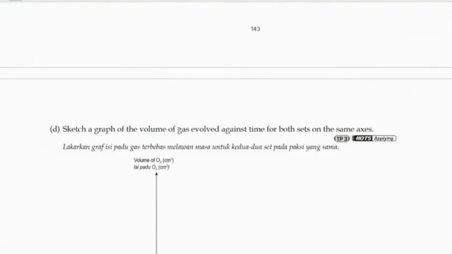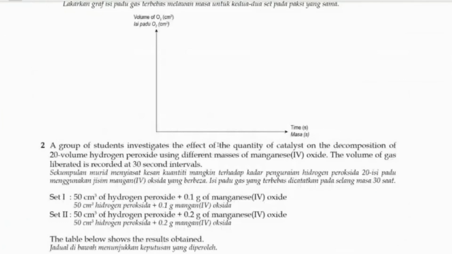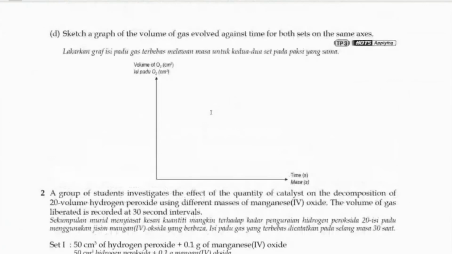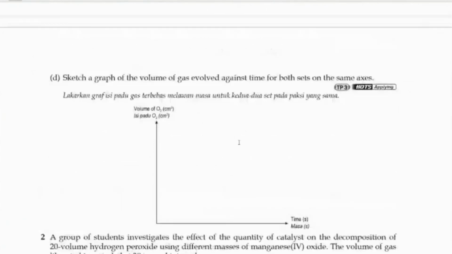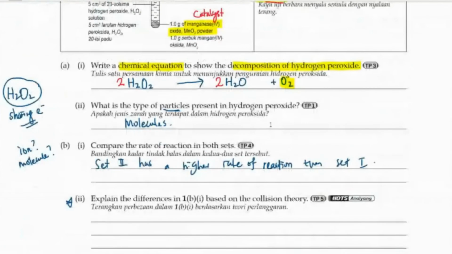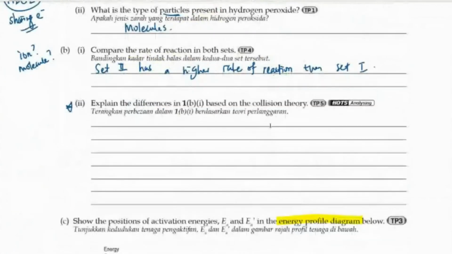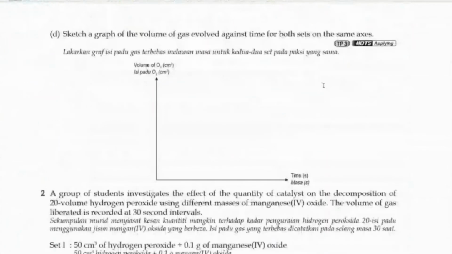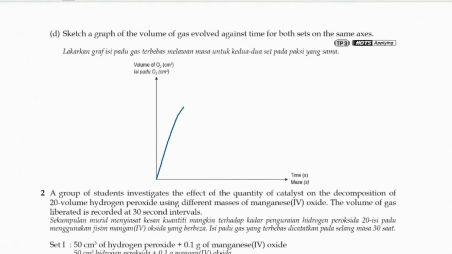Next, sketch a graph of volume of gas evolved against time for both sets of experiment on the same axis. Can you sketch the graph now for both experiments? Which set has a higher rate? Set 2. I use two different colors: set 2, higher rate, set 1, lower rate.